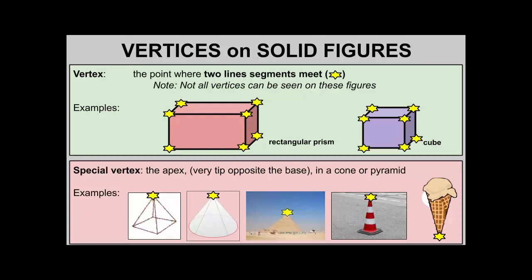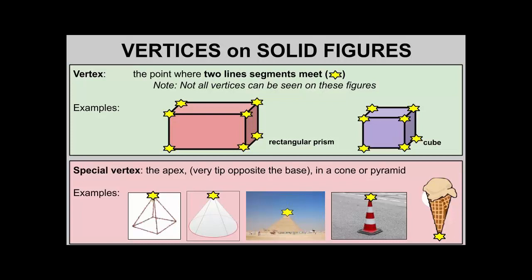Now it's very interesting with the special vertex at the bottom. You'll see that on the cone and the pyramid shapes, there's one vertex. Not all of these figures have edges, but they do have a vertex where the points come together. The pyramid, you can see, is a four-sided pyramid. The cone has the curved area that meets at the top at the point.